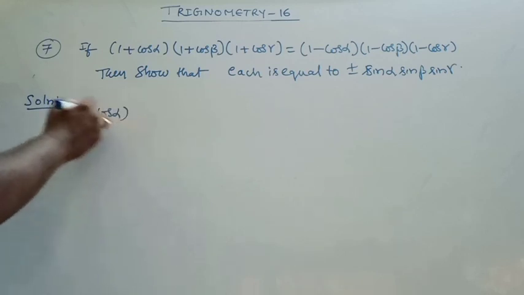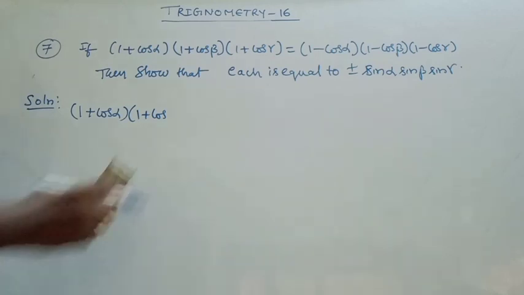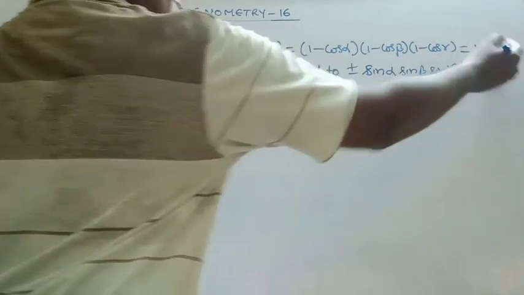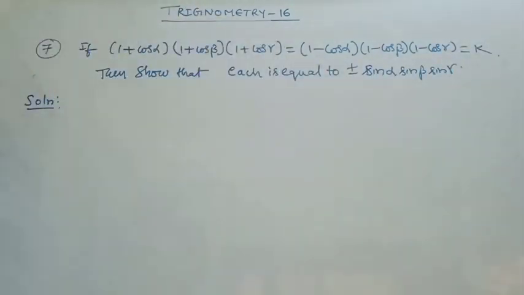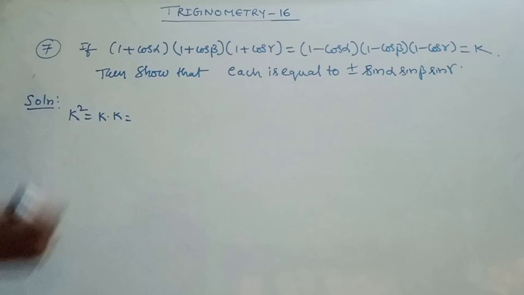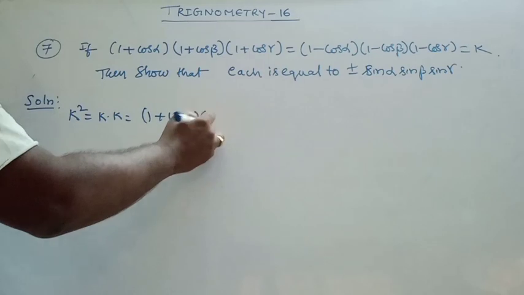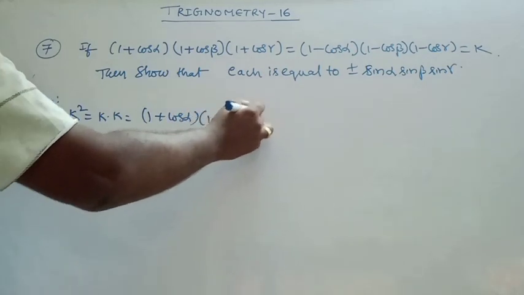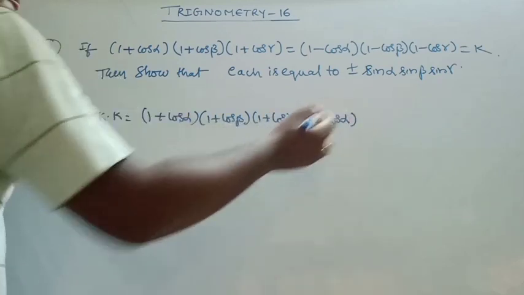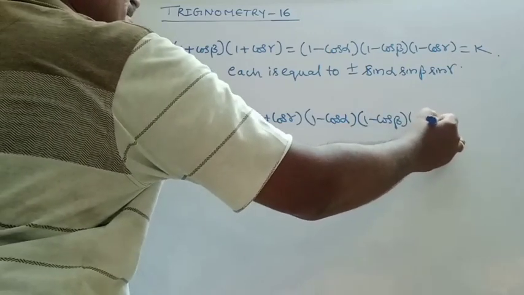Let us take this equal to k in the given problem. Now let us do k square, that is k into k. If you multiply, what you will be getting is (1 + cos α)(1 + cos β)(1 + cos γ) into (1 − cos α)(1 − cos β)(1 − cos γ).